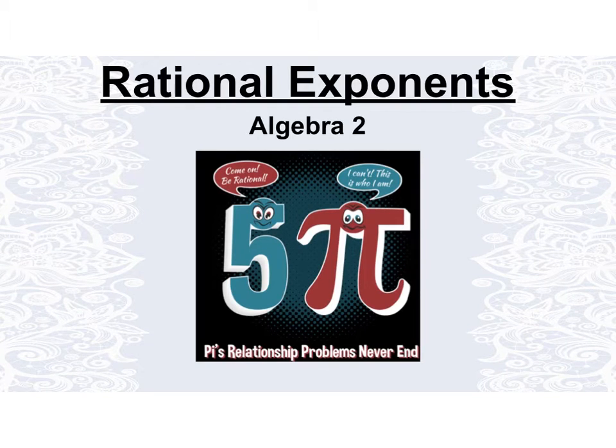Let's learn about rational exponents. Number 5 says, come on, be rational. Pi says, I can't, this is who I am.